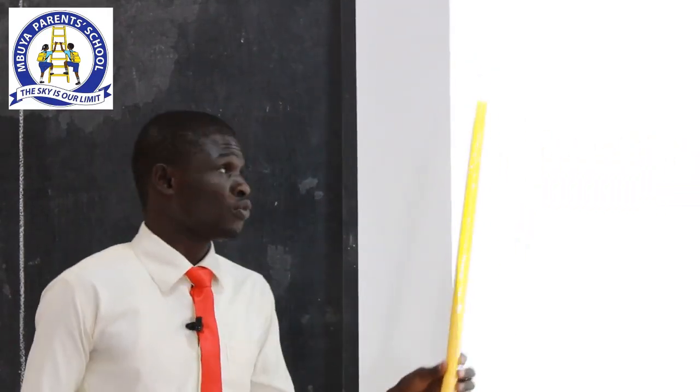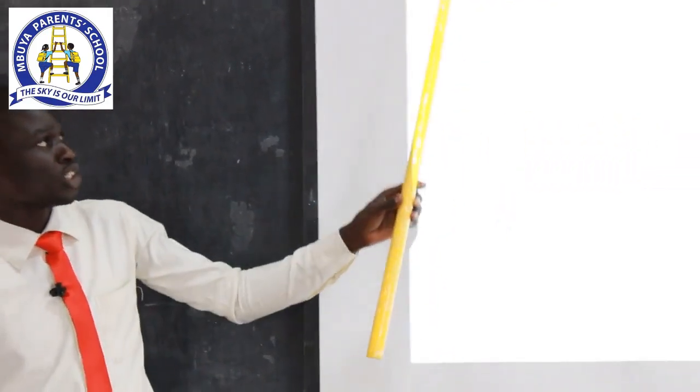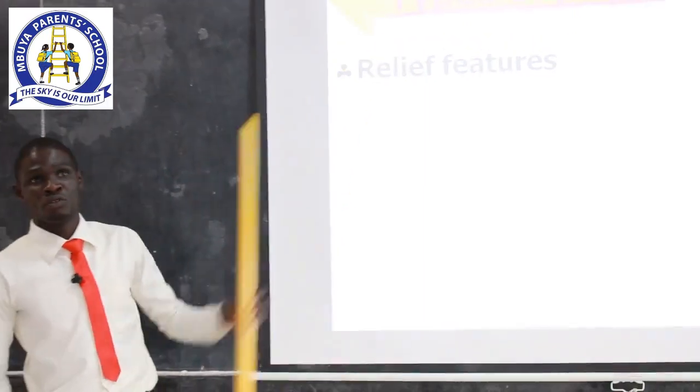And you say, but Teacher Okello said the types of physical features. The word categories can be used to mean types of physical features. So children, let's look at these types of physical features. The first one is relief features.